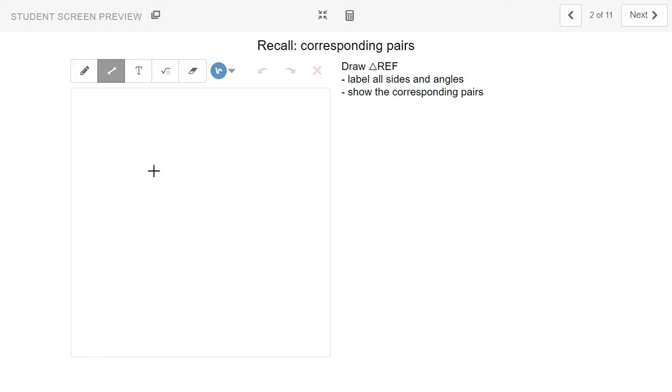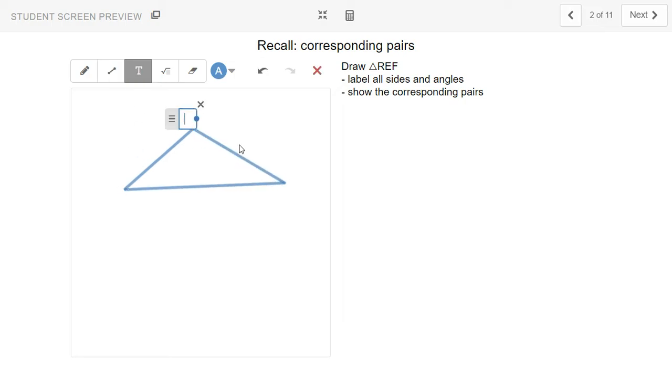We have a triangle REF. We use capital letters to represent the angles, and the side across from it is going to be the little letter. So this is E, little e, and F, little f.